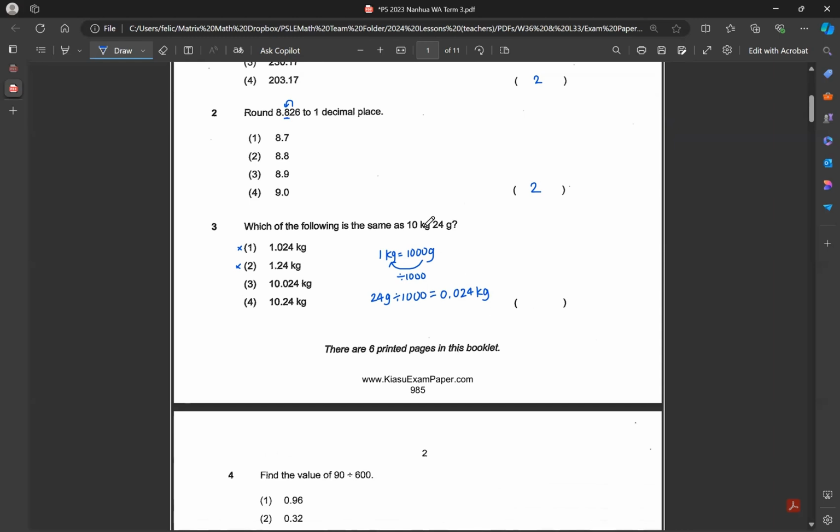Now you can add it with the 10 kg. So 10 kg, just replace it here. It will become 10.024. So it's option 3.